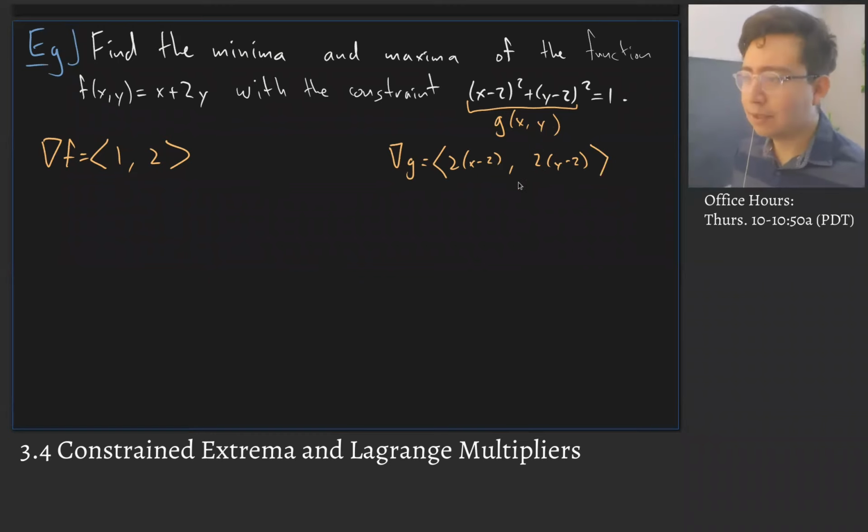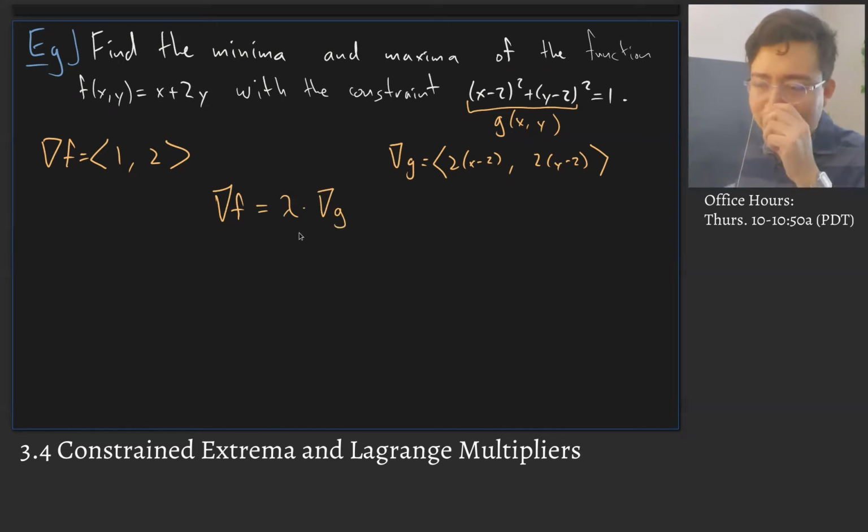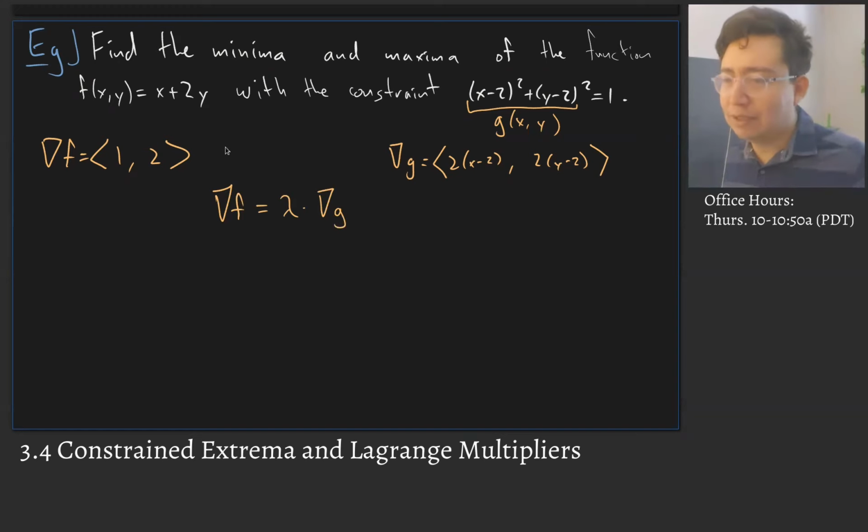So we get this, and we get this. And we're trying to see where this equals this times some lambda. So we want the gradient of f to equal lambda times the gradient of g. We're going to set this up first as vectors and then as a system of equations. And lambda right now, as of this moment, is an unknown.